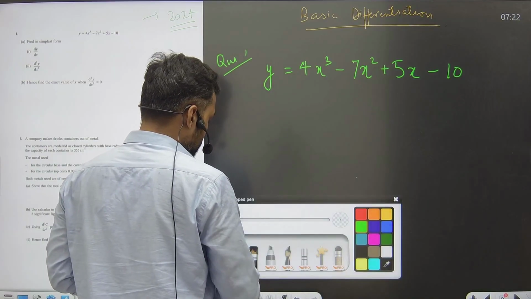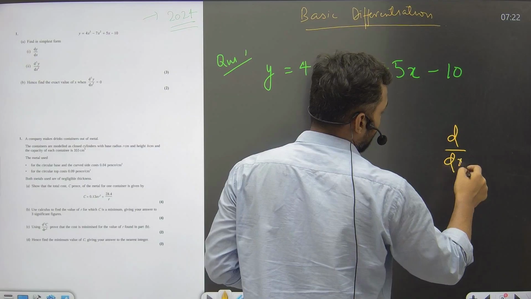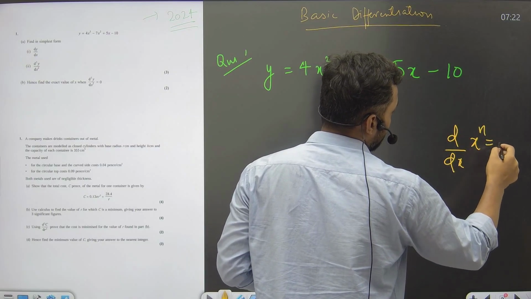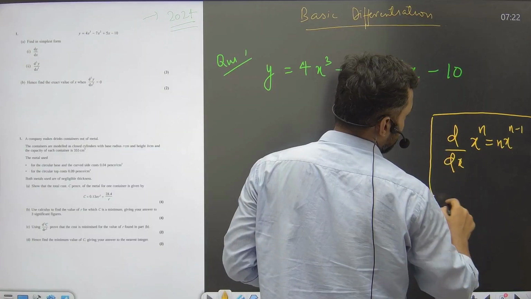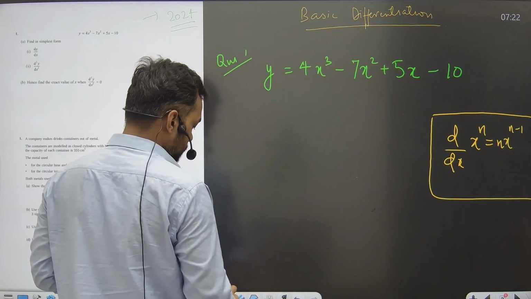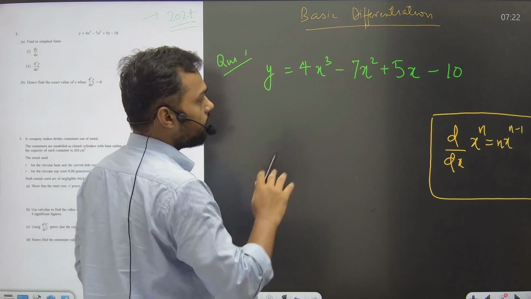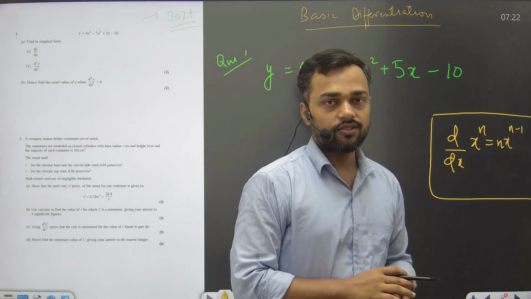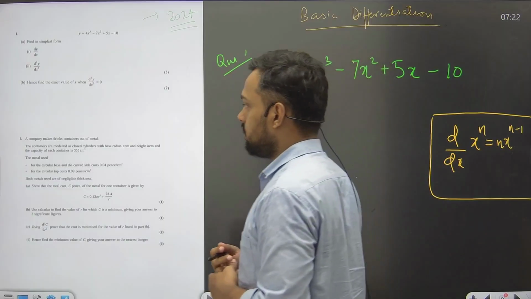For dy by dx, we know that d by dx of x raised to the power n is equal to n x to the power n minus 1. This is the basic differentiation formula for any function x to the power n. So the differentiation is n x raised to the power n minus 1.